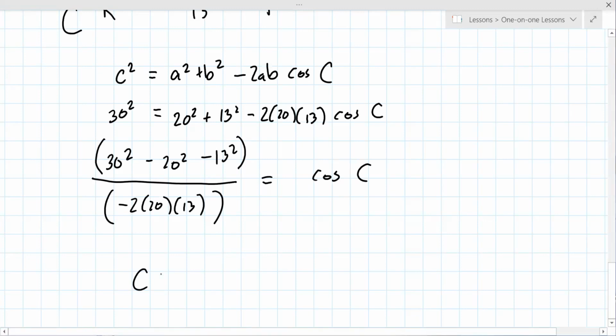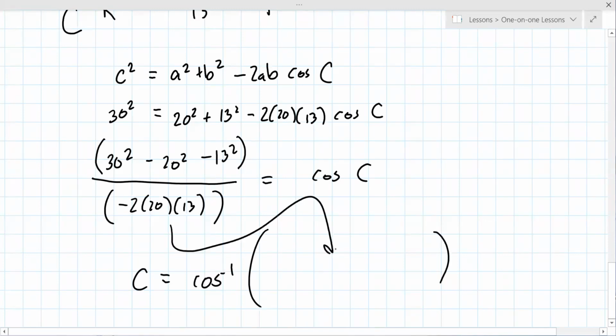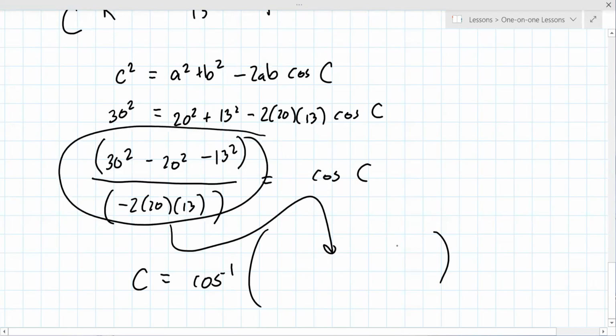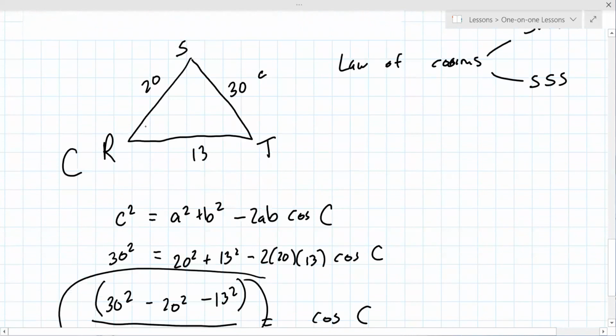To find c, you have to take the cosine inverse of that value you just found. So all of this is what you're taking the cosine inverse of. I got 129.53. So 129.5. Let's go back here to that. For R, I guess that's reasonable.